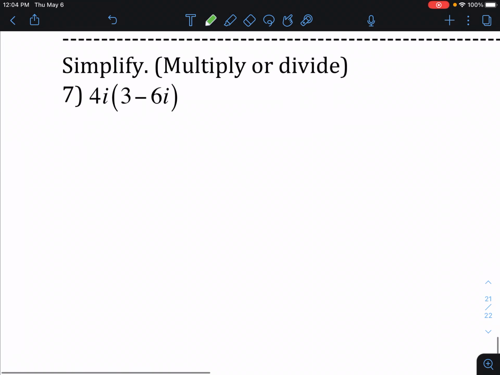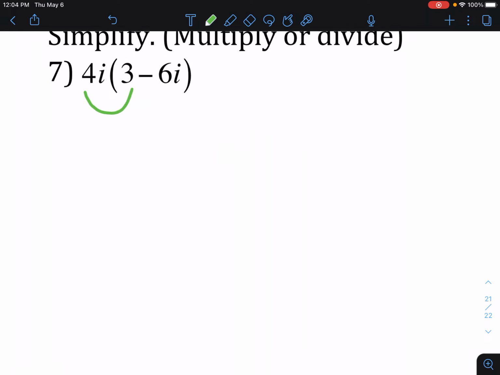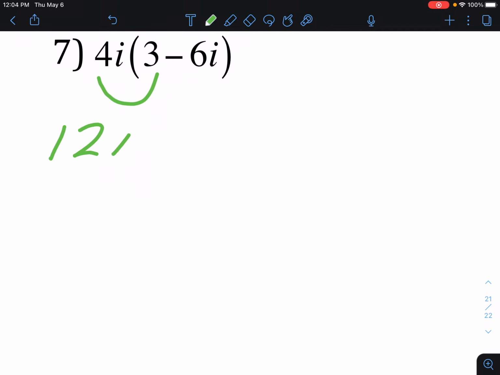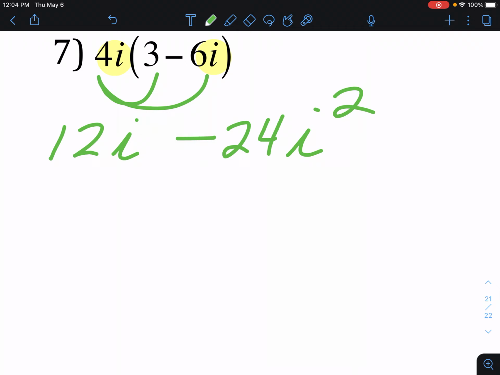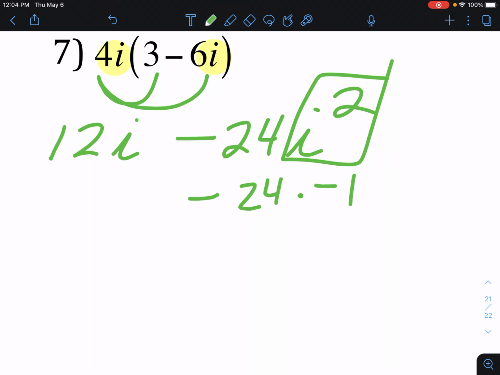All right, next up, this is showing multiplying. So we're going to distribute here. 4i times 3 is 12i. Then 4i times negative 6i. 4 times negative 6 is negative 24. And then i times i, be careful, is i squared. We also learned in a previous lesson that you cannot have an i squared in your answer. This must be changed into negative 1. And then negative 24 times negative 1 is plus 24.